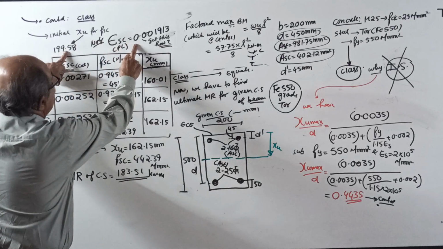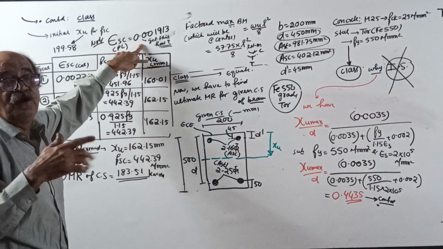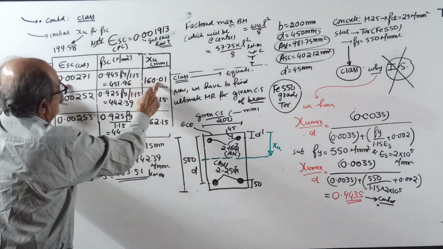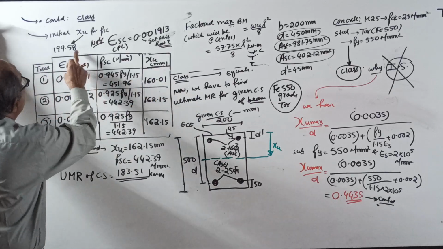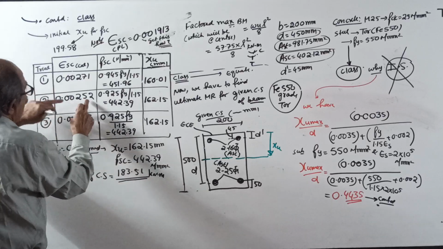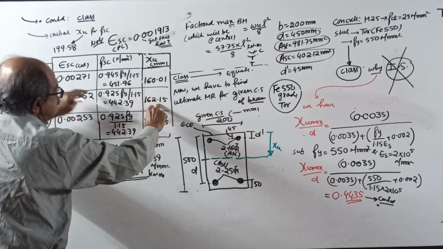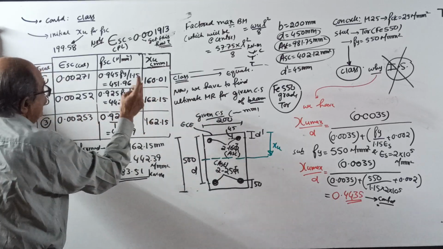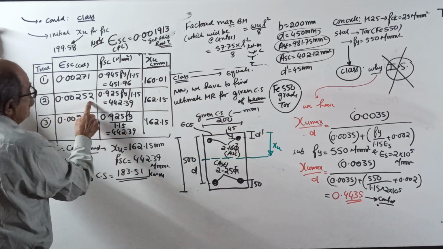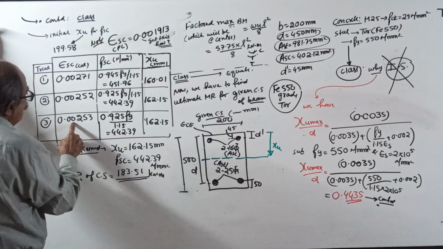199.58, note, limit 0.001913, you get this value. How? Don't ask me. Trial 1, epsilon SC, FSC, 160.01. So initially 199, no change. Second trial, 0.00252, 442, 162.15, slight change. Again try. When it is 160.01, strain came 0.00252. When it is 162.15, strain came 0.00253.